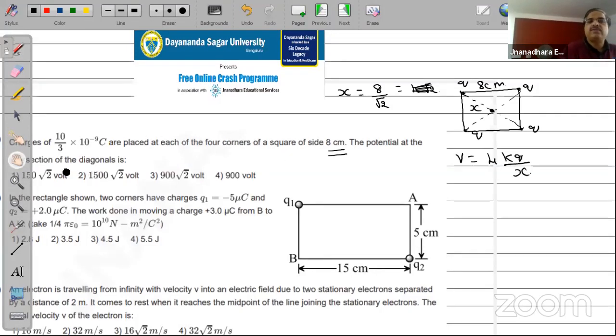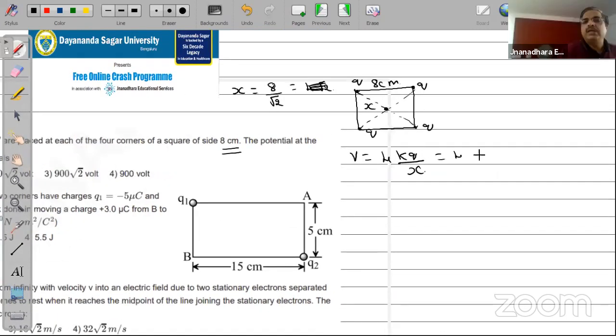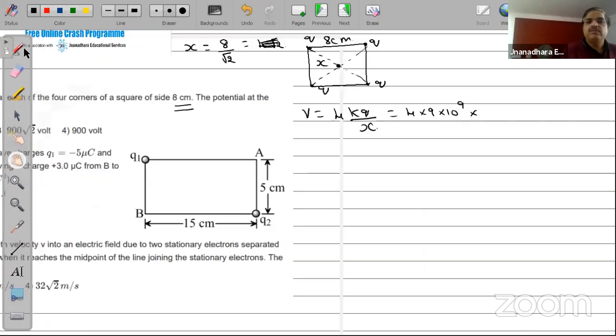So I'll get this to be 4 into 9 into 10 to the power 9 into q. Q is given to be 10 by 3 nanocoulomb. Very good, good for us. 10 by 3 into 10 to the power minus 9, because the minus 9 will cancel off. So that's why it's useful. Then this will be 8 by root 2. 4 ones are 4, twos are, 3 ones are 3, threes are.